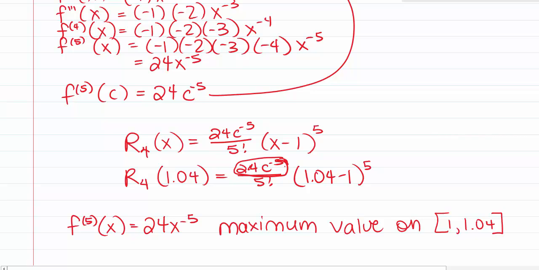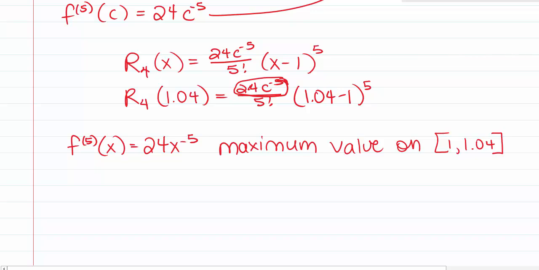Because we don't know what c is, we can't find an exact value for 24c to the negative fifth. But if we replace it with its maximum value on that interval, we'll get a number that is a pretty good estimate for the remainder. So what can we say about this? Well, we want to find the absolute maximum of a continuous function on a closed interval. So we want to look at its derivative.